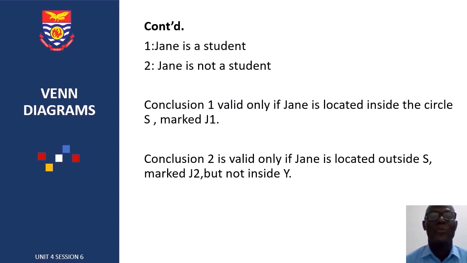Now we can say conclusion 1 is valid only if Jane is located in the circle, marked J1. If Jane is within the circle, then it means Jane is a student. But if Jane is outside the circle, meaning Jane is not a student, but a young person.